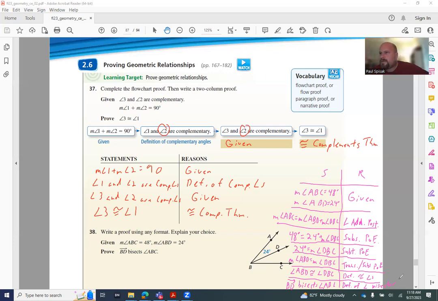Let me see what the book had for this one. The book, what number was it? 38. 38 is, okay, yeah, they did the same way, except their big difference is they did theirs as a paragraph proof. So if you'd like to see a paragraph proof, again, check out the answer in the book. Again, you could have done it any which way you wanted, whether it was a paragraph proof, a 2-column proof, or a flowchart proof. All of those were acceptable.